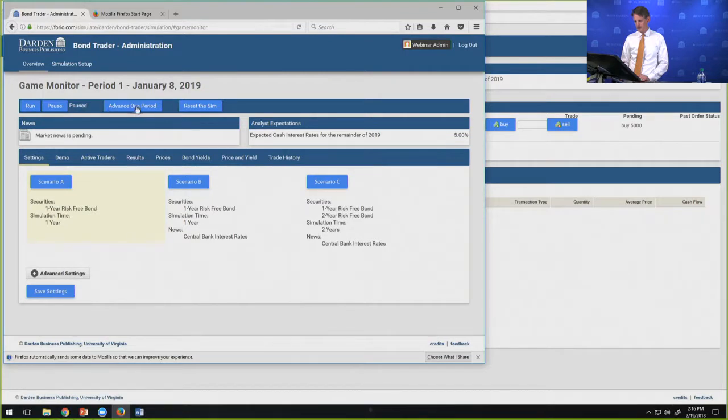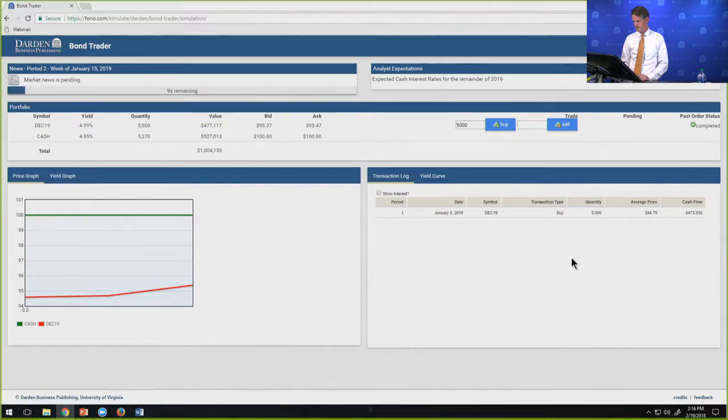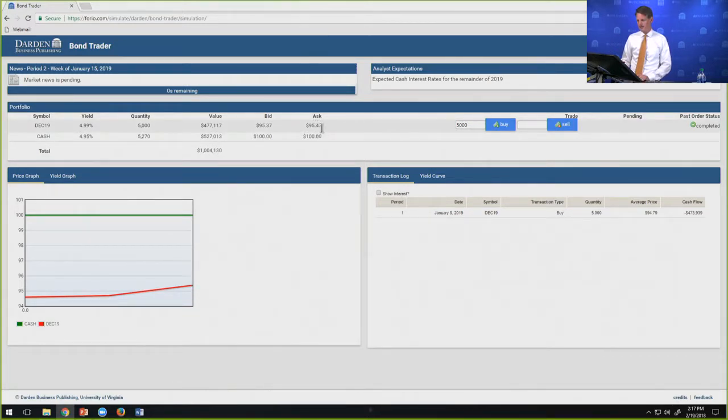So given that, I'm going to go ahead and advance another period here. I'll let it go through. And so we see what happened here. My guess is many of us submitted buy orders there, and that's moved the price of December 19 up. So now the price is at 95.47, and the yield to maturity is now 4.99%, barely larger than the 4.95 cash rate. And so I'm going to go ahead and let you trade, and we'll see where this goes.